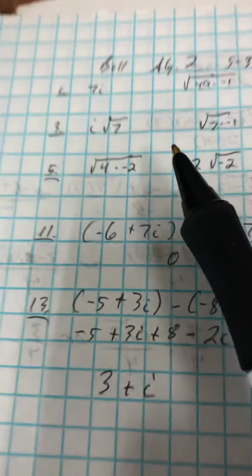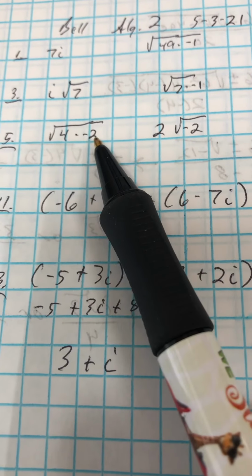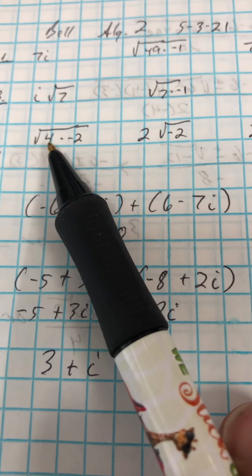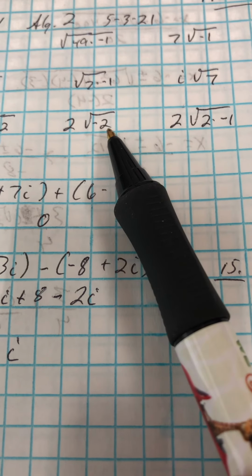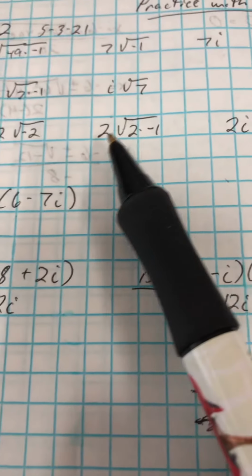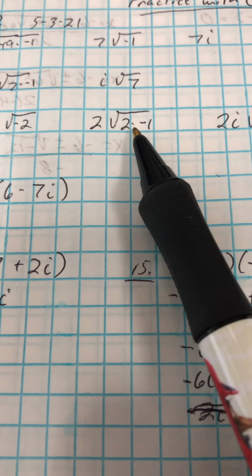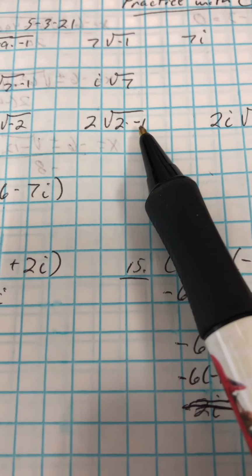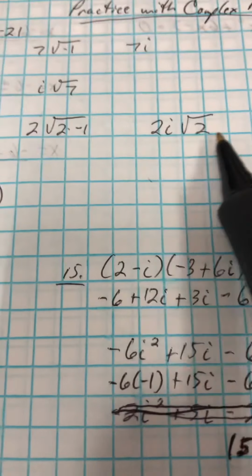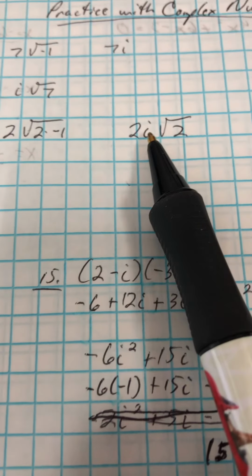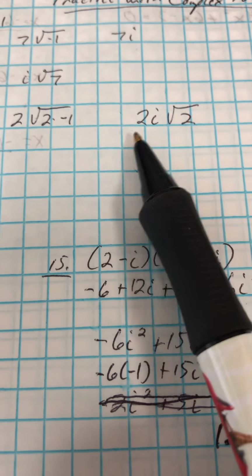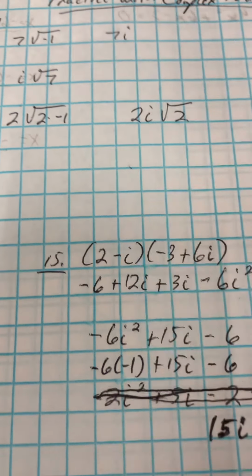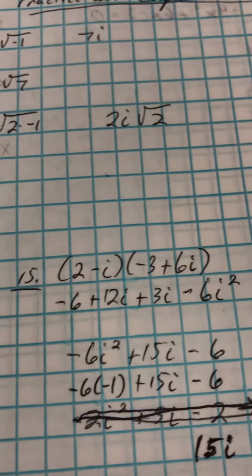For number 5, we have the square root of negative 8. I could break that up into 4 and negative 2. The square root of 4 is 2, so I bring that out. Now I still have negative 2 underneath the square root bracket, so I could break that up into 2 times negative 1. The square root of negative 1 is i, so I bring out an i from the square root bracket, and then I still have 2 underneath the square root bracket. So 2i square root of 2 is going to be my answer for number 5.